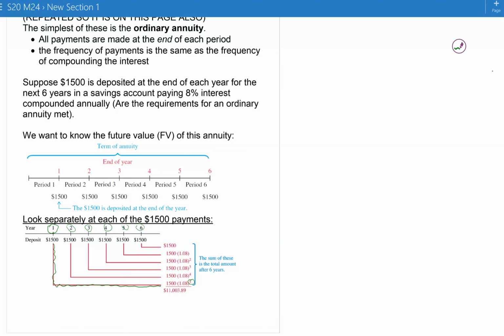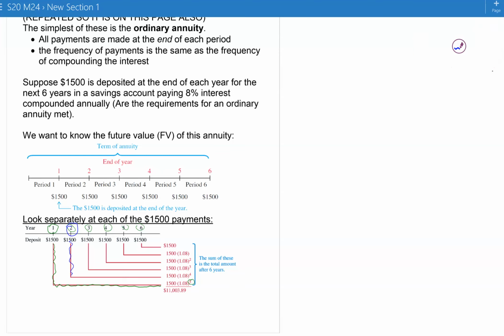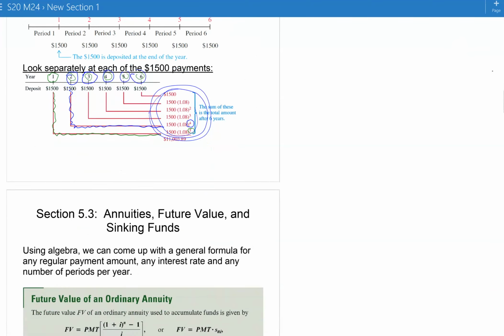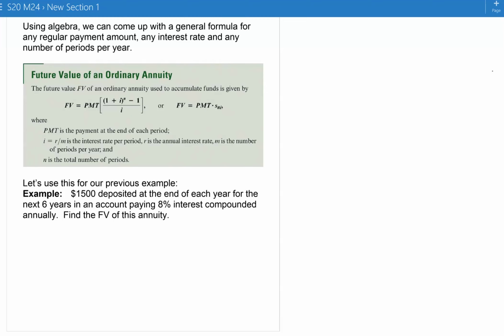The next amount that goes in is 1,500 again, but now it goes in at the end of year 2, so it only gets compounded 1, 2, 3, 4 times. So its exponent is 4. And so on for the next 1,500 and the next 1,500. There's an algebraic formula for how you add these numbers together. We don't have to worry about how you get to the formula. We just get to use the formula.